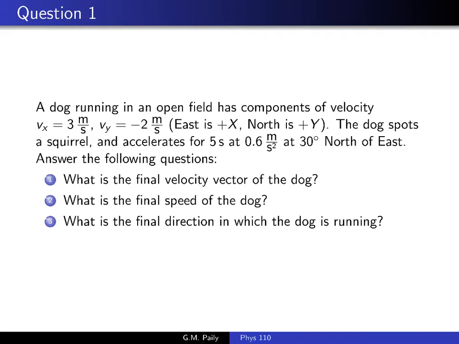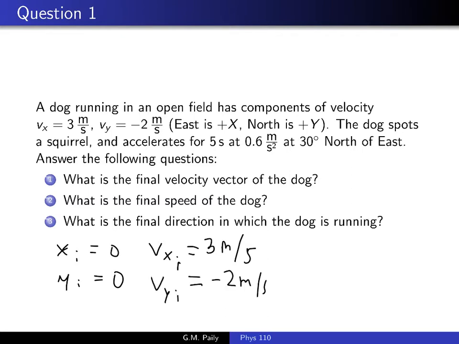Whenever dealing with any kinematics problem, whether 1D, 2D, or 3D, first start by listing your knowns and unknowns. Here we can put x initial is equal to 0, y initial is equal to 0, vx initial is equal to 3 meters per second, vy initial is equal to negative 2 meters per second.